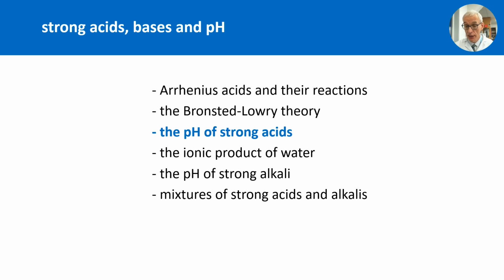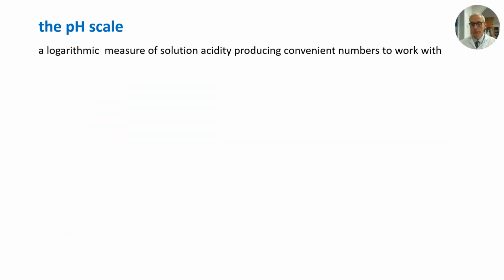Defining and calculating the pH of strong acids. So pH is a logarithmic measure of solution acidity, which produces convenient numbers. Its definition is minus log to the base 10 of the concentration of hydrogen ions or hydronium ions. But for brevity, chemists normally just list the hydrogen ion.